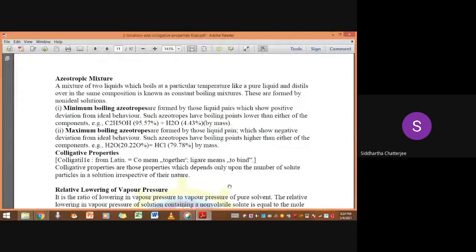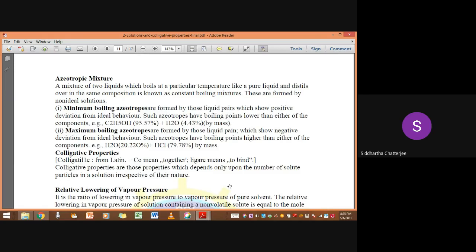Look here. An azeotrope is a mixture of two liquids which boils at a particular temperature like a pure liquid and distills over with the same composition, known as a constant boiling mixture. These are formed by non-ideal solutions. The minimum boiling azeotrope shows positive deviation from Raoult's law, where PA is greater than PA0 XA and PB is greater than PB0 XB, and delta H mixing is greater than 0 and delta V mixing is greater than 0.